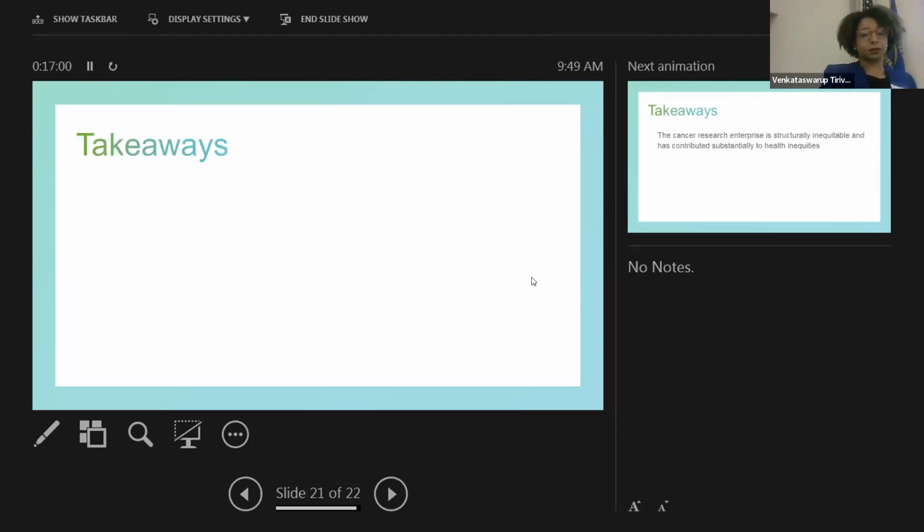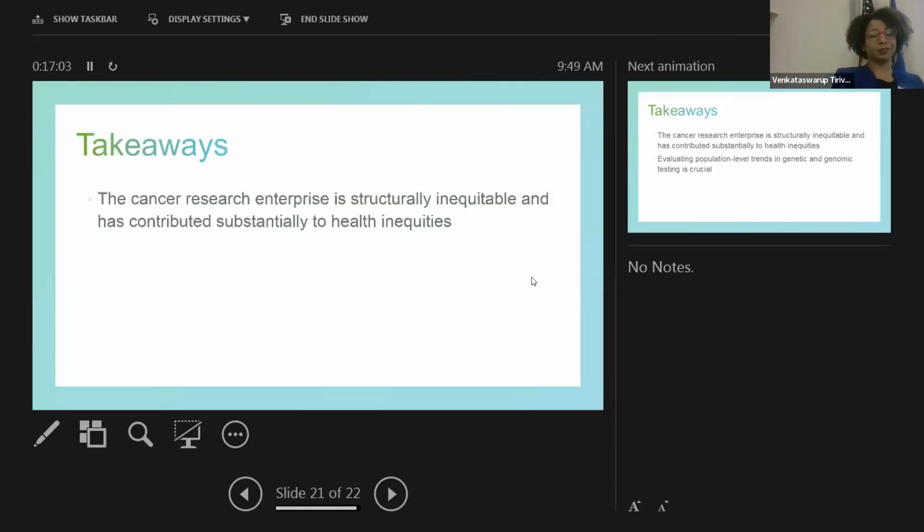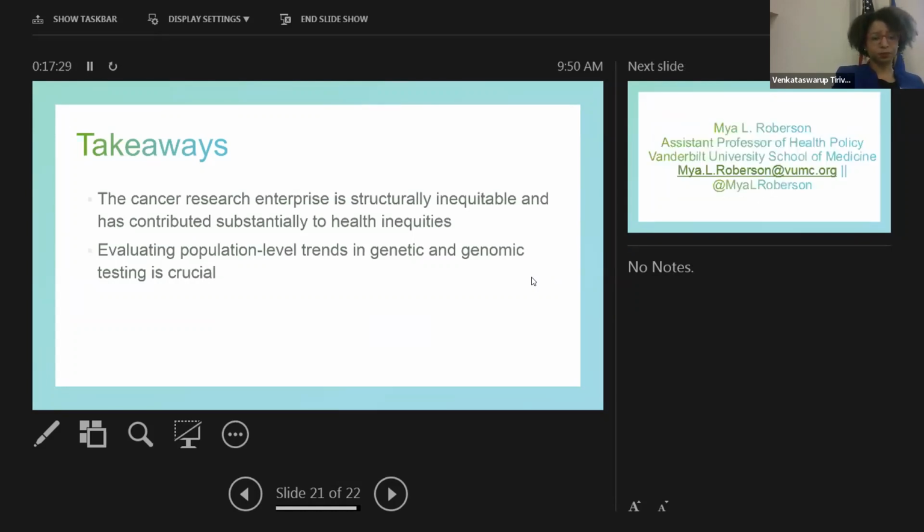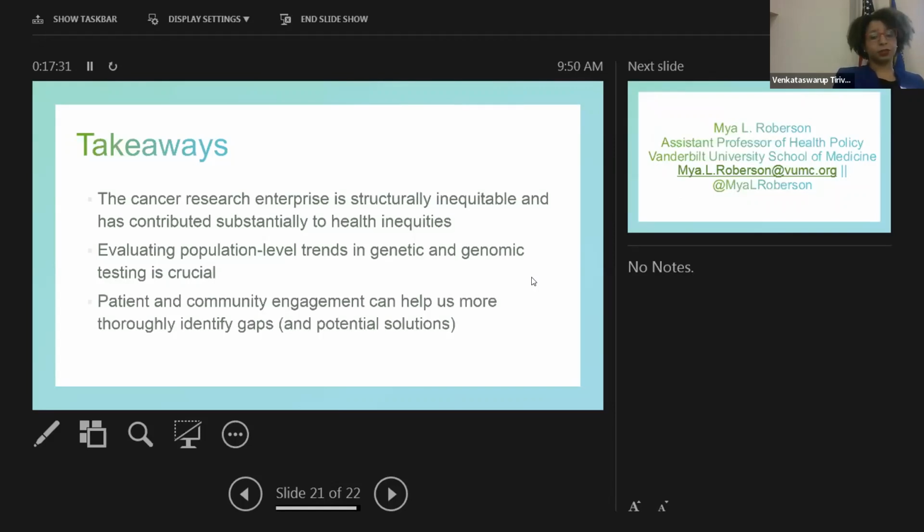And so a couple of takeaways. The cancer research enterprise is structurally inequitable and has contributed substantially to health inequities all the way from the basic science through the translational and population health. I hope I have convinced you, in articulating that these inequities are rife throughout the entire system. Evaluating population level trends in genetic and genomic testing is crucial in understanding where we're missing the mark. And then finally, patient and community engagement can help us more thoroughly identify gaps and honestly think of potential solutions.